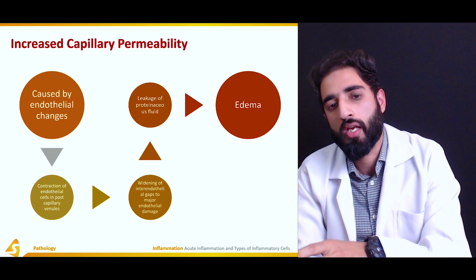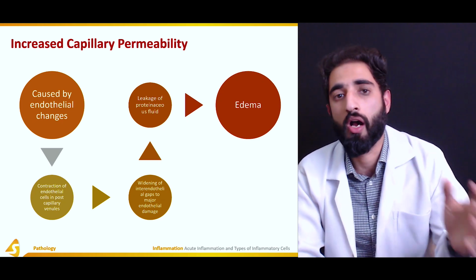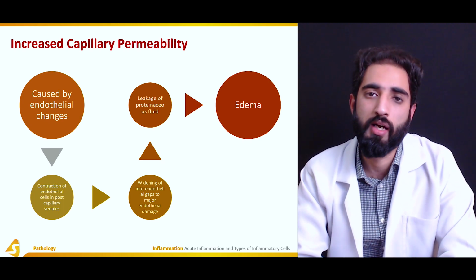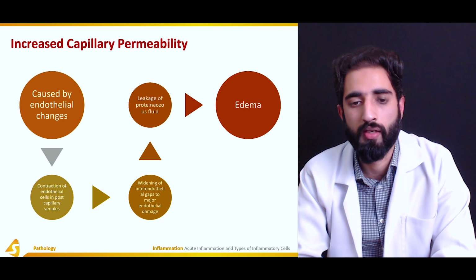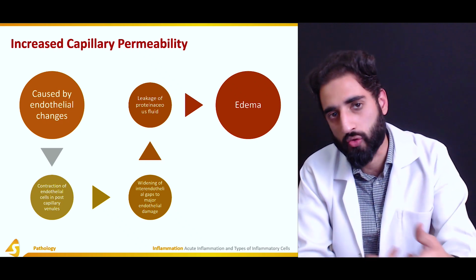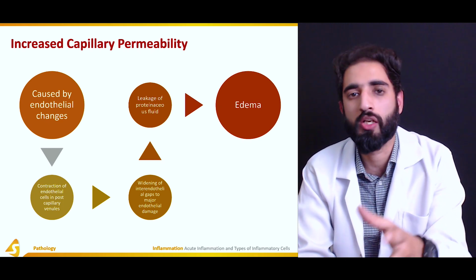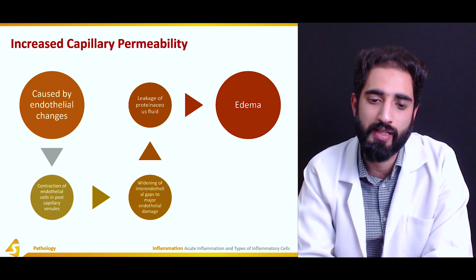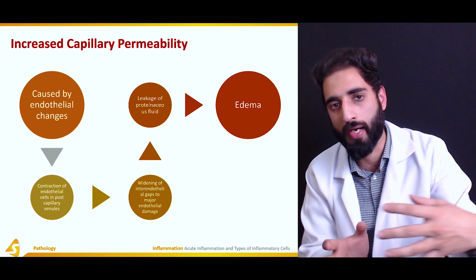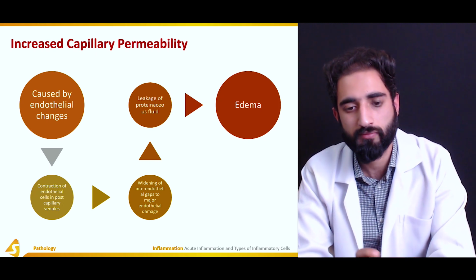The other changes include the increase in capillary permeability, which allows different molecules to pass from the lumen of the blood vessels to the interstitial fluid. So it is caused by the endothelial changes, which are actually the lining of the blood vessels. What happens is that there is the contraction of the endothelial cells in post-capillary venules. These are the small venules which are formed by the joining of different capillaries.